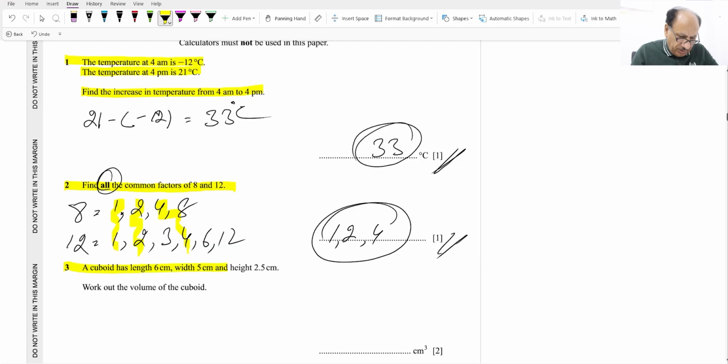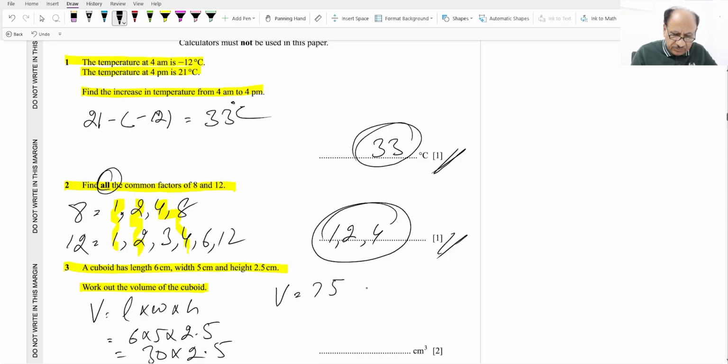Question number 3, a cuboid has length of 6 centimeter, width of 5 centimeter, and height of 2.5 centimeter. Work out the volume. So volume of cuboid formula is length into width into height. So this will be 6 into 5 into 2.5, and we can multiply, so it will be 30 multiplied by 2.5. So 2 thirties are 60, 60 plus 15 will be 75. So volume will be equal to 75 centimeter cube. This will be our final answer, and this is for 2 marks.